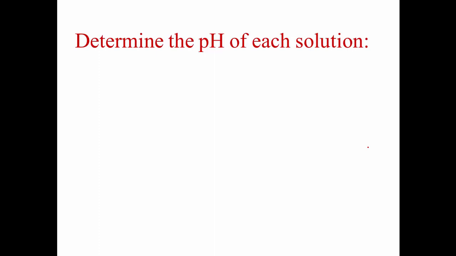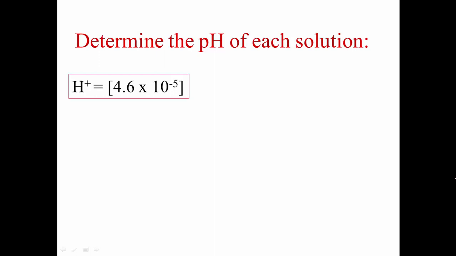So let's see if we can determine the pH of each of these solutions. So if your hydrogen ion concentration is that, then you're going to negative log that number. So again, I'm going to go through these pretty quickly. If you want to follow along and pause, you may. So on your calculator, hit your little negative sign, and your log base 10, and then just punch in 4.6 times 10 to the negative 5 and report it to 2 decimals.